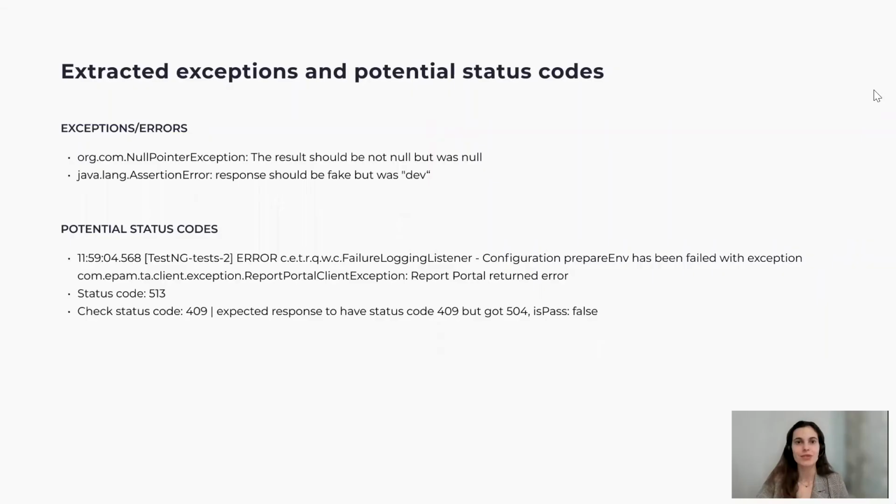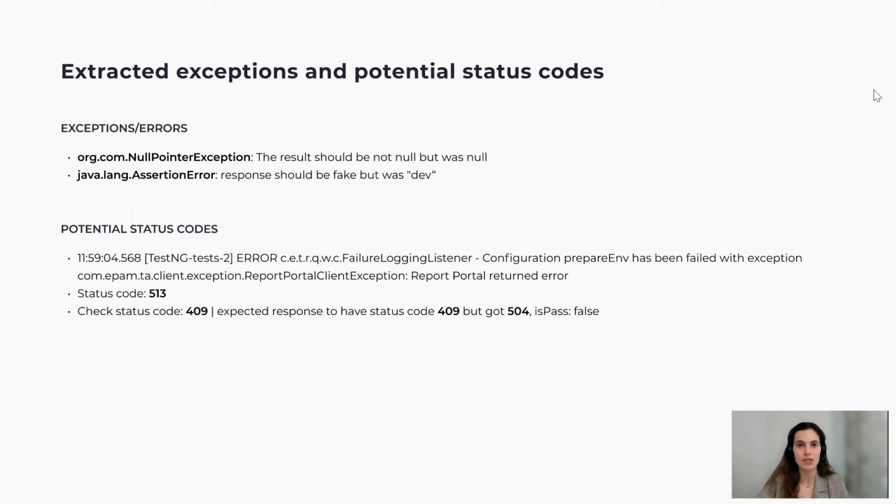Due to the structure of the logs, we can extract some important information which is relevant for many projects. We found out that in most cases, test items have the same reasons for failure if they have the same exceptions or errors. So for auto-analysis or while searching similar to investigate items, a candidate should have the same exception as the investigated test item. For example, the first log should match with the log where org.com.nullPointer exception exists, and the second log should match with the one with java.lang.assertion error.